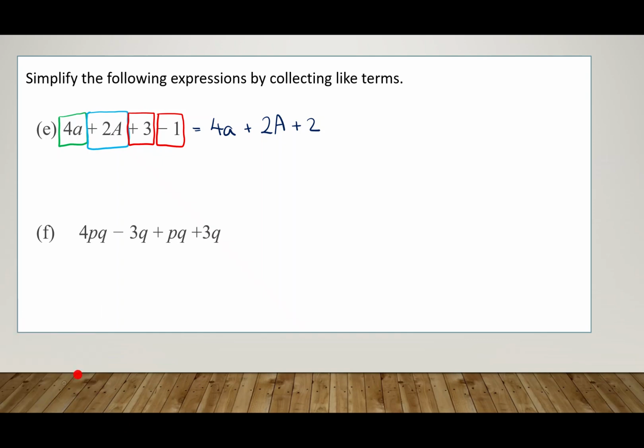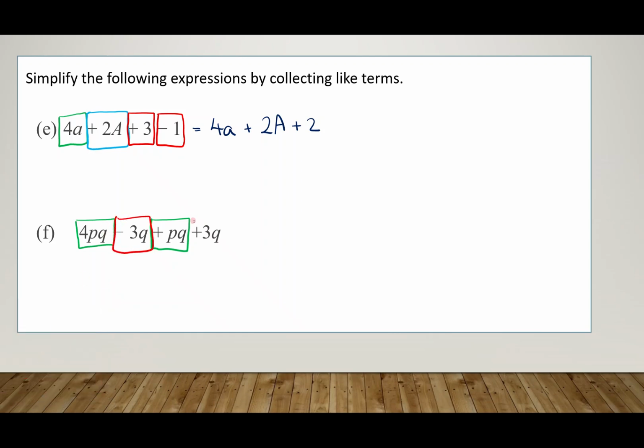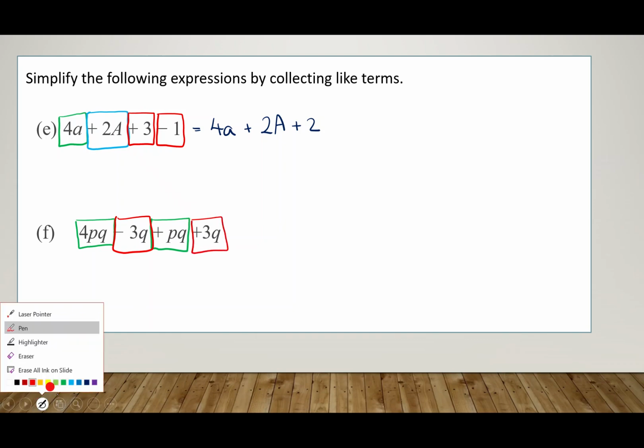Last one at the bottom here. So I've got p's and q's in this example. My first term is a pq, and I've got another pq term sat in the middle here. So both of those are pqs. And I've got some q terms as well. So I've got a -3q and a +3q.